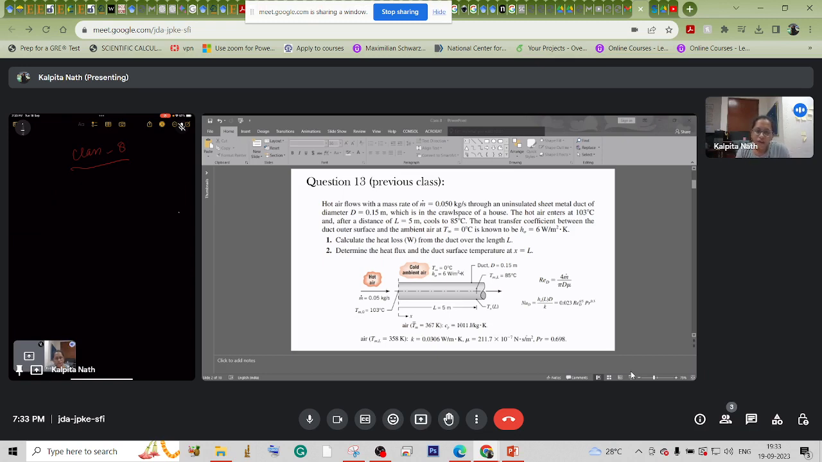The diagram is also given here and the properties are given below, so anything you want to use is available there. The entrance temperature, the exit temperature, and the ambient temperature are mentioned. What we have to do is calculate the heat loss from the duct over the whole length L, and determine the heat flux at the duct surface. This is a relatively easy question. It remained undone in the previous class. I'll give you 5 minutes to proceed with this question and then we'll go on with the solution.